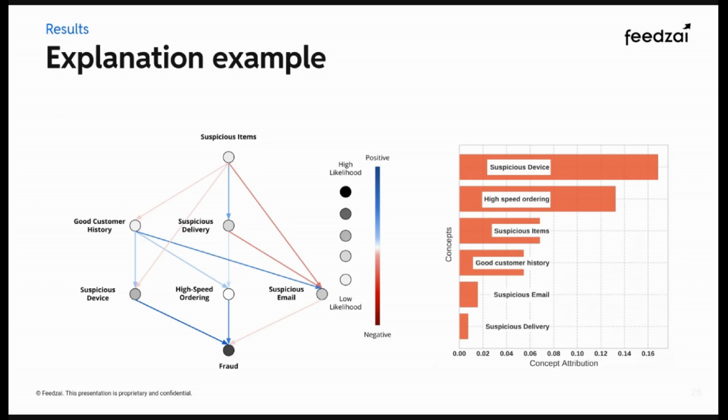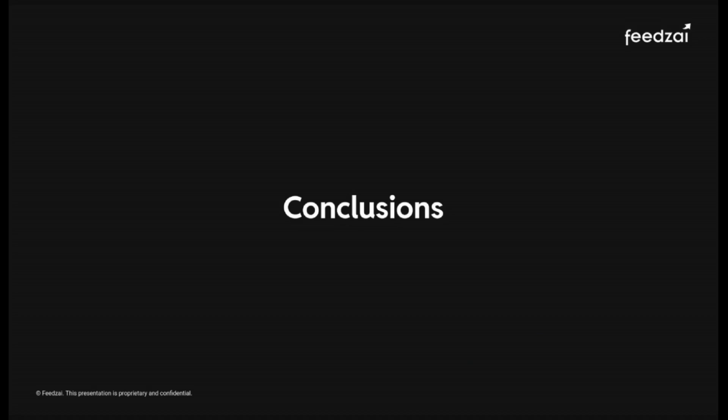Finally, one could perform counterfactual reasoning on this type of explanations, for example, by intervening on the suspicious device node, by setting it to a low value if the analyst deems that this device is not as suspicious. And in turn, one could observe how this would affect the output score. This was a summary of results, but we refer to the paper for a more comprehensive overview of all the experiments that were performed. Now, let's conclude the presentation with a few takeaways.